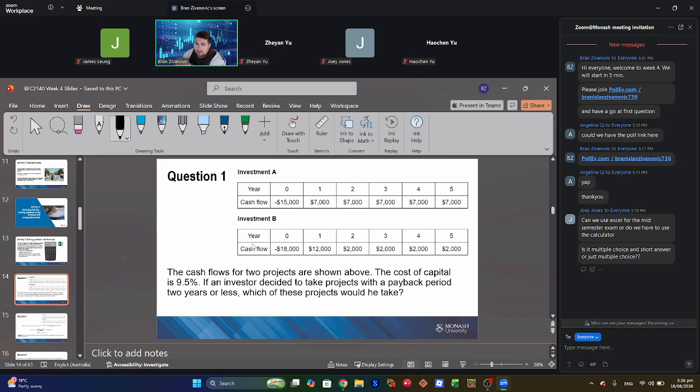I don't know. I think it's a combination of the two. From what I remember, you're going to have part A and part B. So there will be multiple choice, there will be short answer. It's going to be a mix of the two, and there could be some longer answers as well. We'll talk more about the mid-sem closer to it, which is in 2 weeks' time.